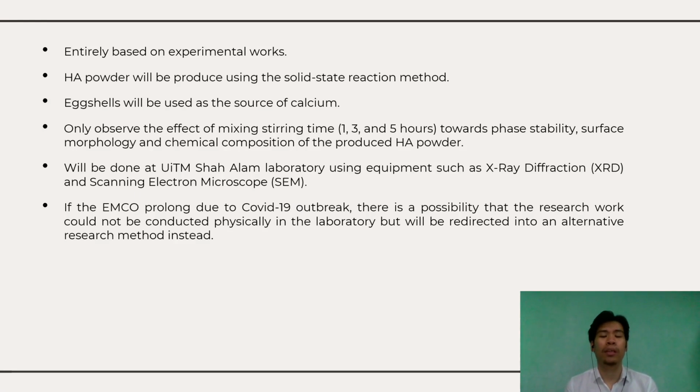This project will be entirely based on experimental works. HA powder will be produced using the solid-state reaction method. Eggshell will be used as the source of calcium. The project will only observe the effect of mixing stirring time, which are 1, 3, and 5 hours, towards the phase stability, surface morphology, and chemical composition of the produced HA powder.